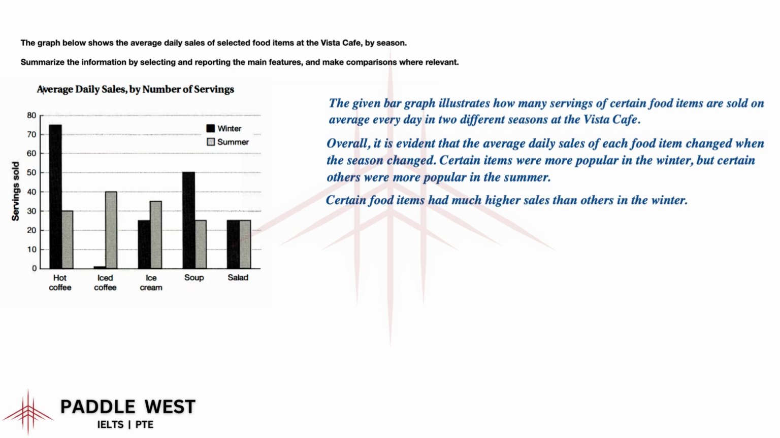This sentence tells the reader what this paragraph would be about. Then, we will start providing the data from the highest to the lowest. Hot coffee had the highest number of sales, with an average of 75 servings sold daily.